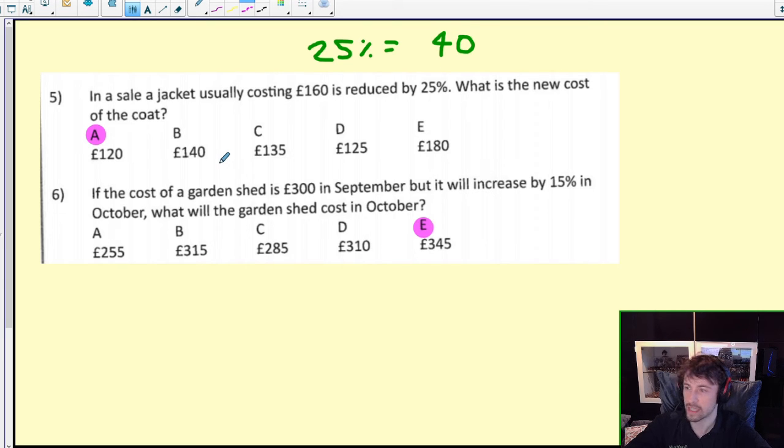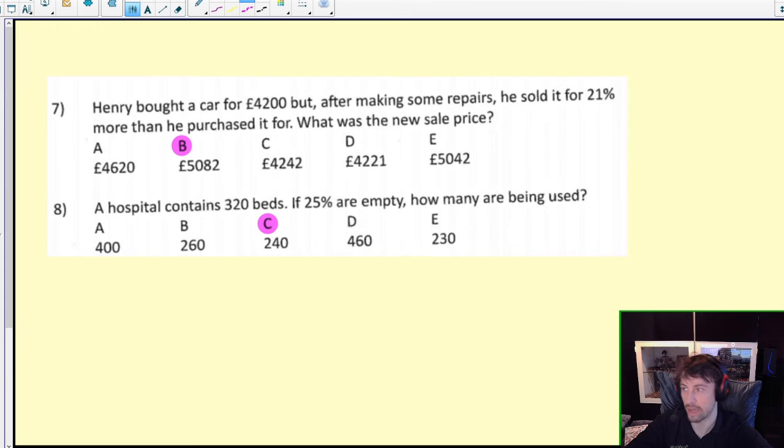For number 6, it will increase by 15%. So if we've got 300, we first work out what 15% is. So 15% is going to be £45. And that means we're now just adding 300 to 45. We can add all that.